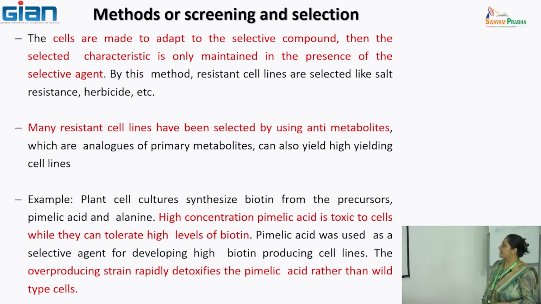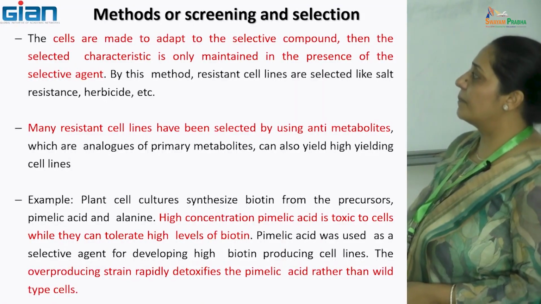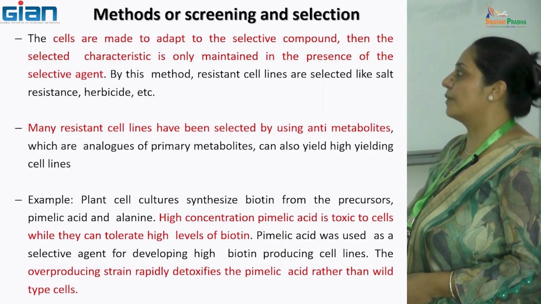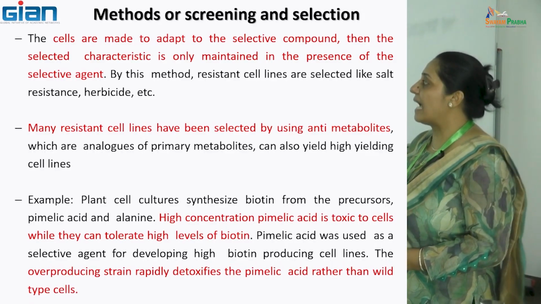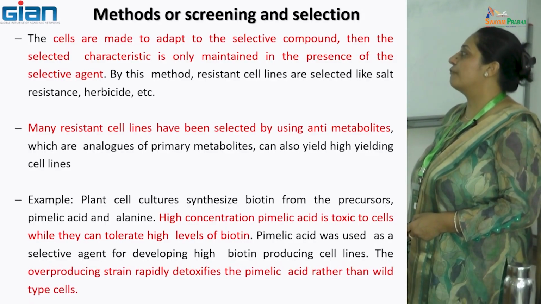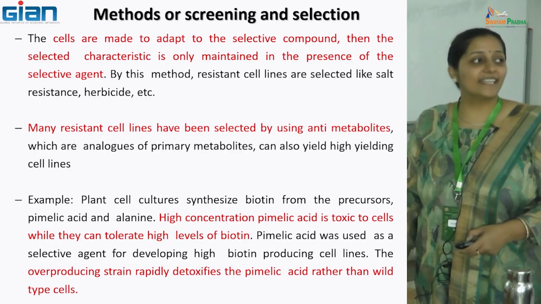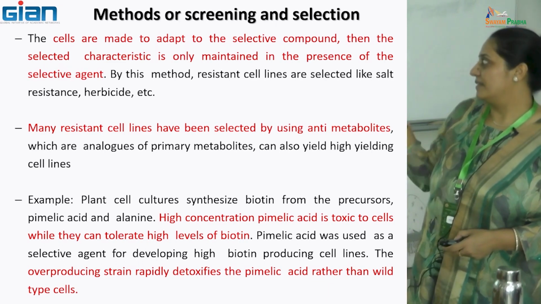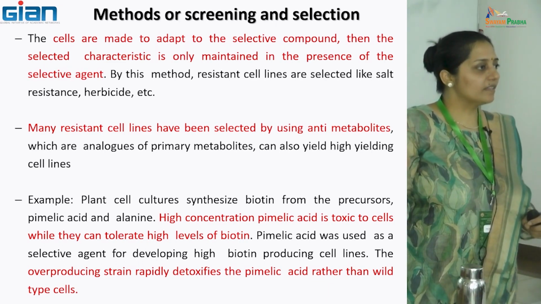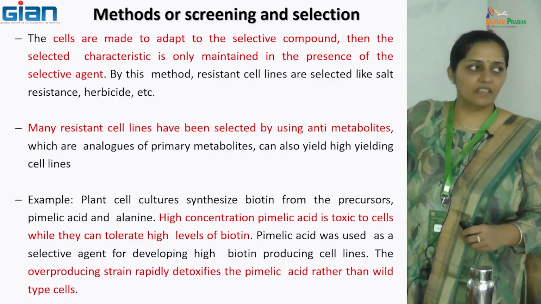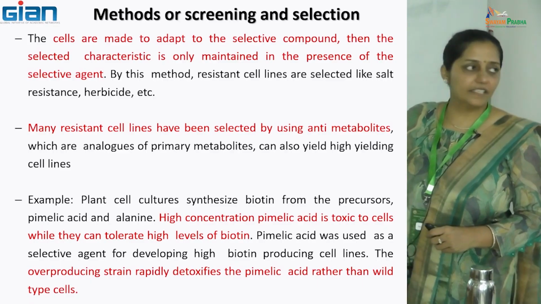So this is for your self-study. I've already told you about where screening and selection can be used, what the various examples are, in case of a colored callus or if you're looking for a resistant cell line. I'll read out this example where plant cell culture synthesizes biotin from the precursors pimelic acid and alanine. High concentration of pimelic acid is said to be toxic to the cells while they can tolerate high levels of biotin. So biotin was the end product. Biotin is getting produced from the precursors pimelic acid and alanine.